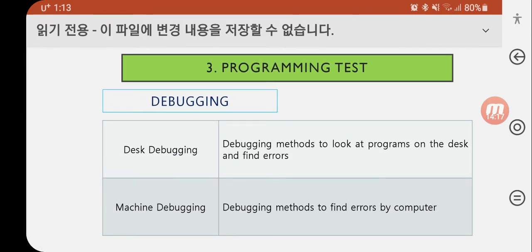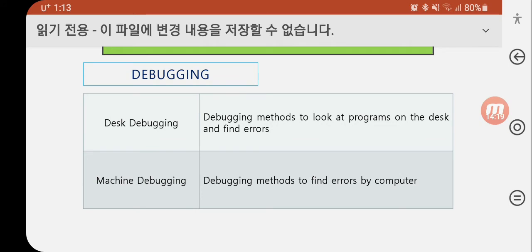Next, programming test. First, debugging. Debugging is of two types: desk debugging and machine debugging. Desk debugging is a debugging method to look at programs on the desk and find errors. But machine debugging is a debugging method to find the errors by computer.